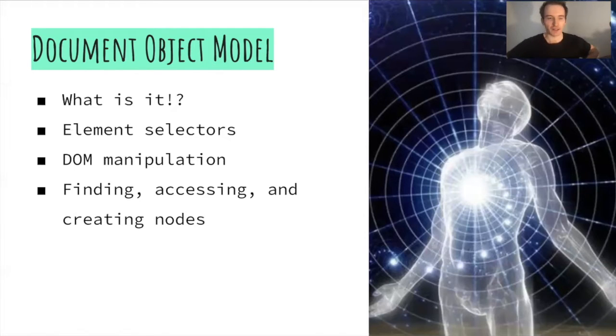So first thing that I want to talk about today is something called the document object model. So I'll explain what that is, and we'll talk about how we can use it to use JavaScript to make edits to our code. Basically, the DOM is all about finding, accessing, and updating things on the screen using our JavaScript code.